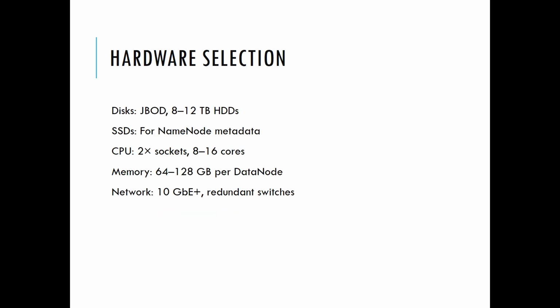Choose commodity, not exotic, hardware. Use JBOD with 8 to 12 terabyte hard drives for data. Add SSD cache for metadata drives for the name node. Dual socket CPU with 8 to 16 cores balances cost and throughput. Memory, 64 to 128 gigs per data node. And never forget redundant 10 gig switches.